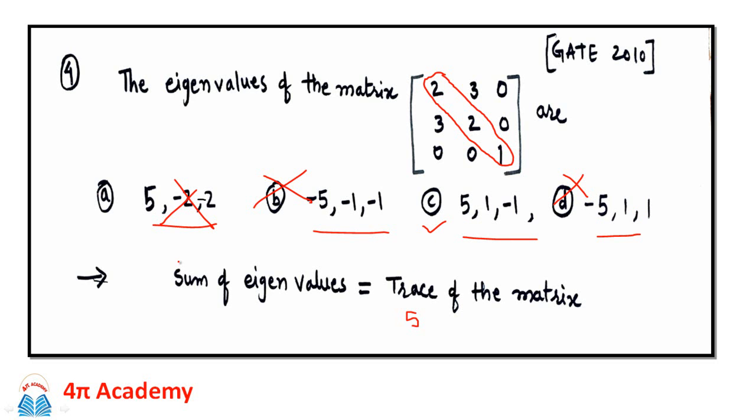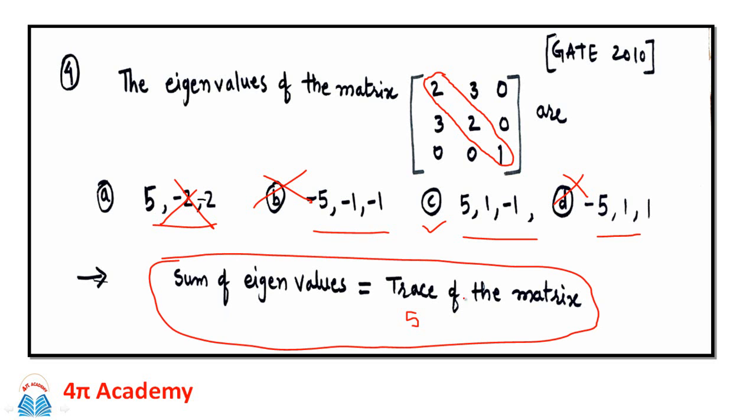So just by using the property of the matrix, that is sum of eigenvalues is exactly equal to the trace of the matrix, we can directly find out the answer, not even by solving the characteristic equation. So the correct option is C, that is 5 1 minus 1.